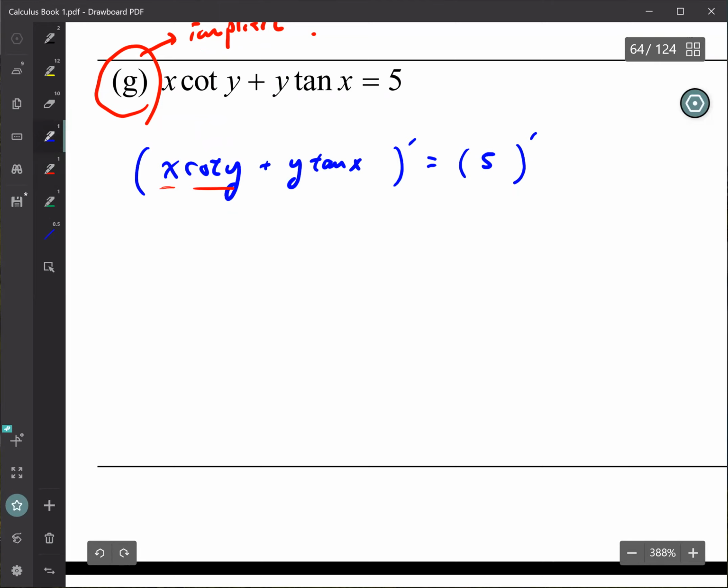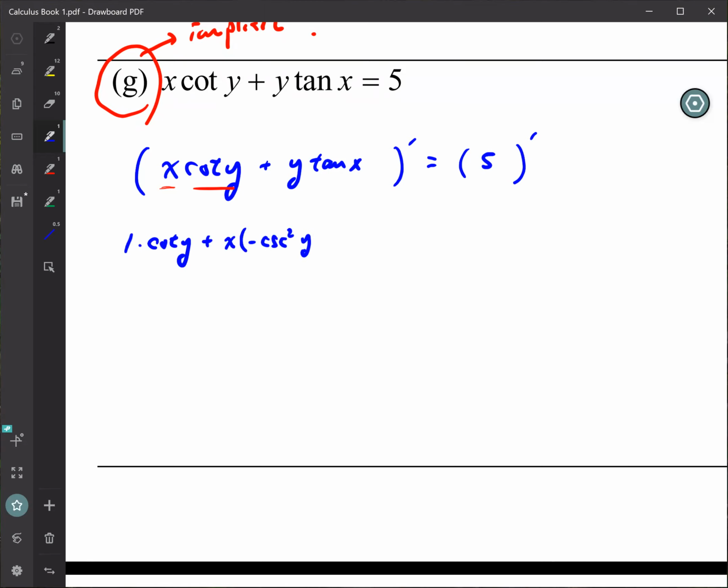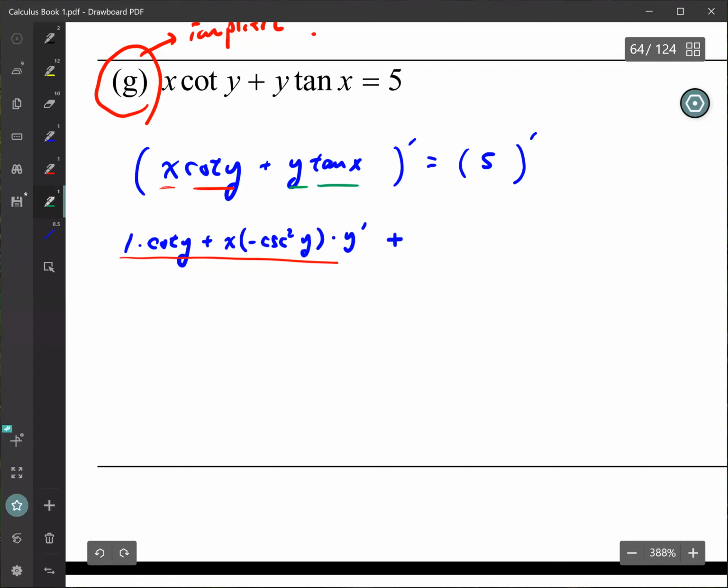So f prime g plus f g prime. g prime is prime the cotangent, right? Cotangent prime is negative cosecant squared, right? But then there is a function inside cotangent, so you got to use chain rule. So times y prime. Okay, so that's the red part. The red part prime is this. The green part also has two functions, so that's another product rule.